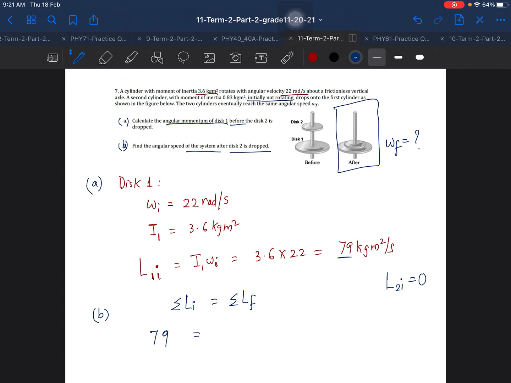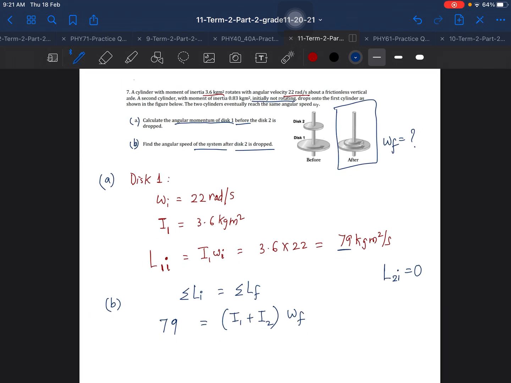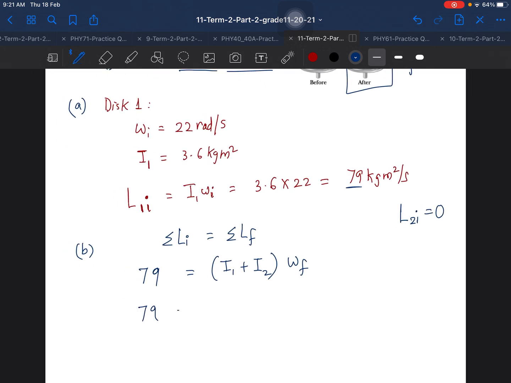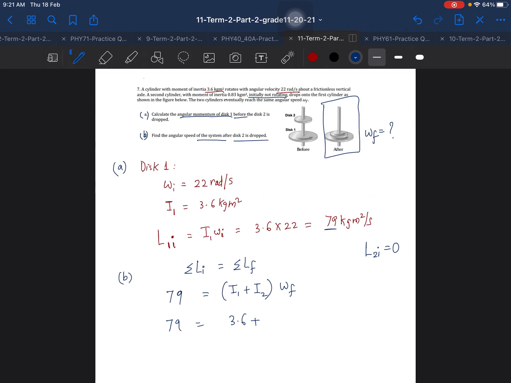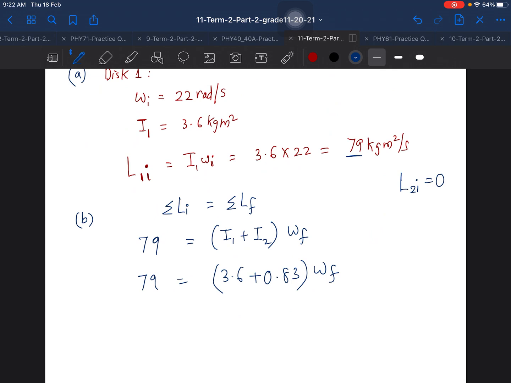in the final state, that means after the disc 2 is dropped, both of them are going to have the same angular speed, but we have to add their moments of inertia. So (I1 + I2) Wf. 79 equals (3.6 + I2), let's check what was I2 here, 0.83, multiplied by Wf, and if we solve this, we are going to get Wf as 18 radians per second.